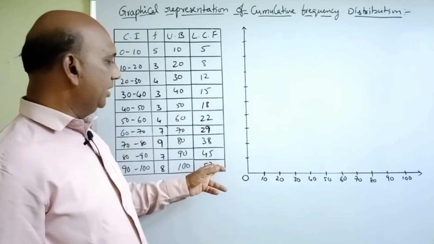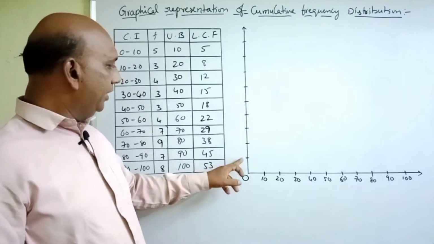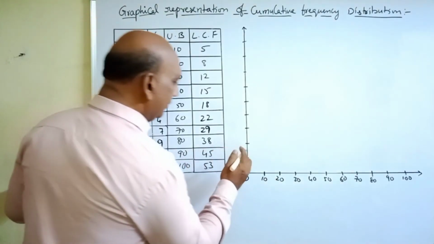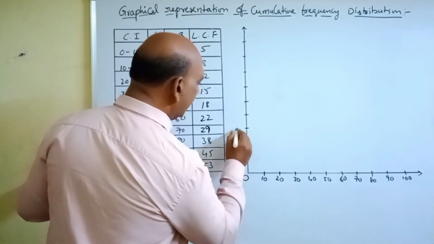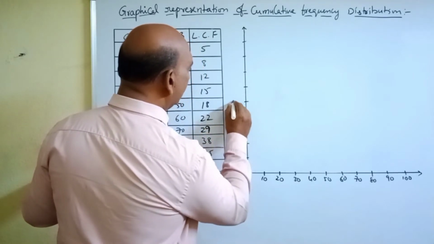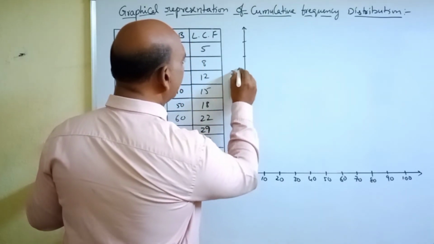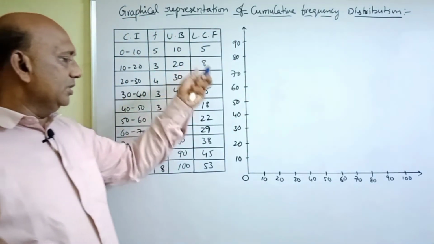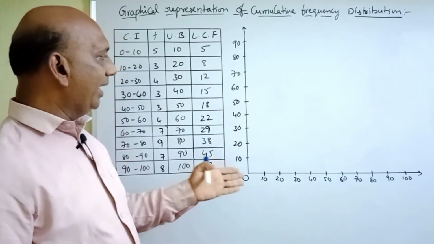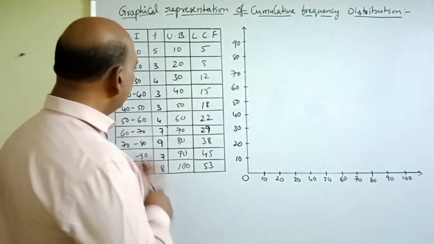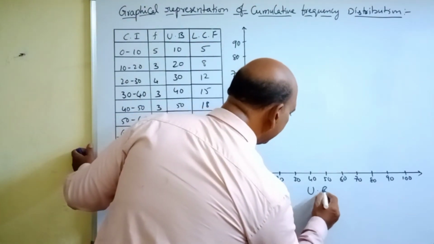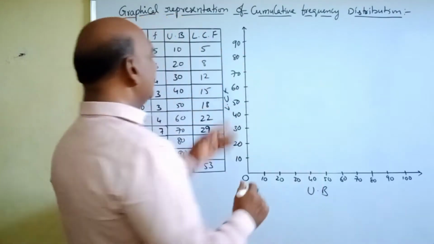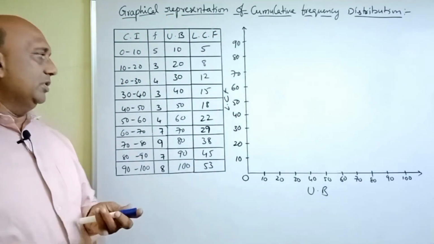So highest is 53. That's why I am taking for every unit 10. That means this is 10, 20, 30, 40, 50, 60, 70, 80, 90 and so on. So this is selecting the scale on x-axis and y-axis. So these are upper boundaries and these are less than cumulative frequencies.